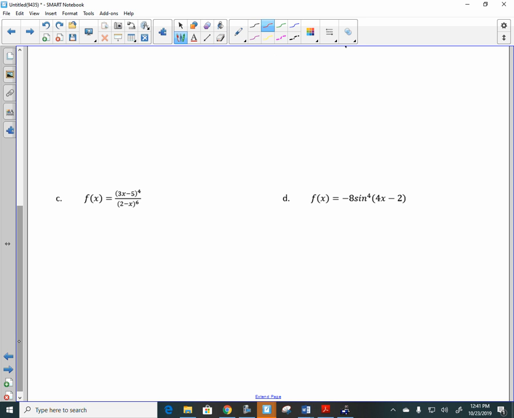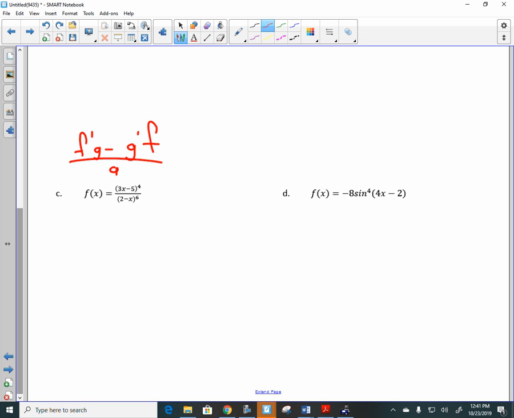What do you think? Letter C. Quotient and chain. What do I start by setting up? Do I set up the chain rule or quotient rule? Quotient rule, because that's the last operation. You would plug something in for x and do the top. You'd plug something in for x, do the bottom. And the last thing you would do would divide. So therefore, we're going to set up f prime g minus g prime f all over g squared.